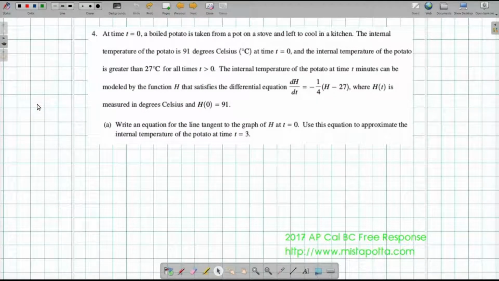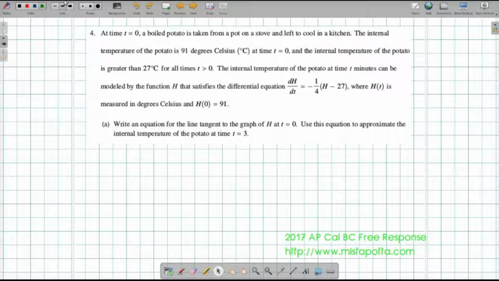Moving on to question 4, it says at time t equals 0, a boiled potato is taken from a pot on a stove and left to cool in a kitchen. The internal temperature of the potato is 91 degrees Celsius, with the internal temperature of the potato being greater than 27 for all times t greater than 0. That's going to be very important for us.